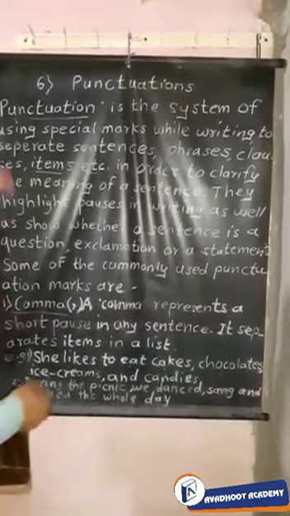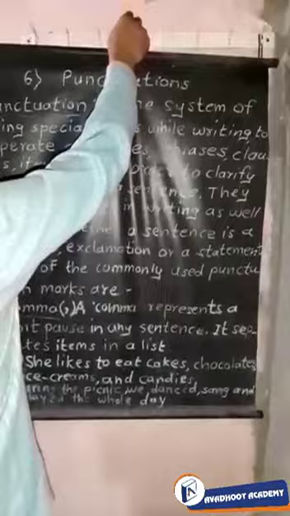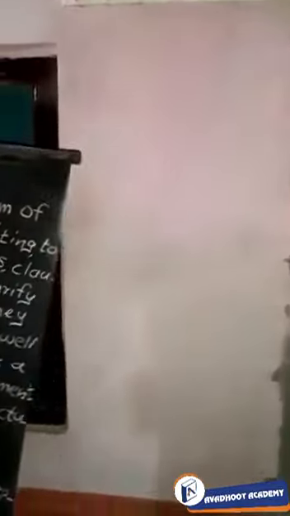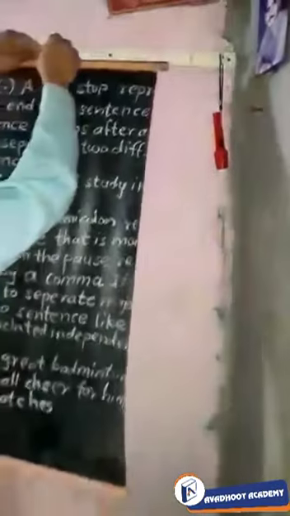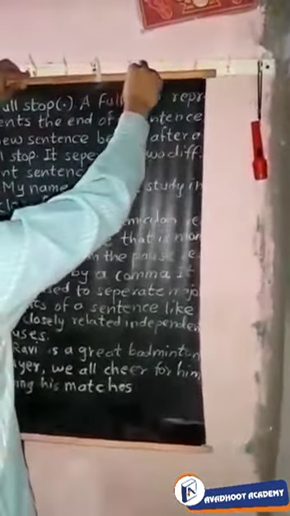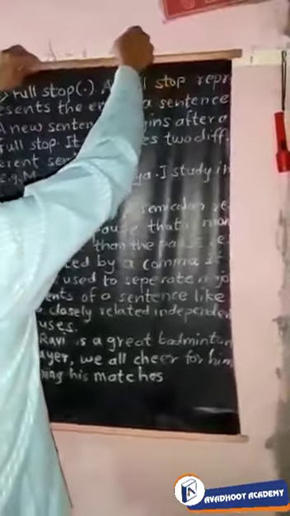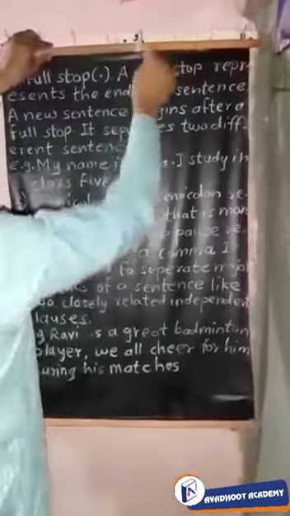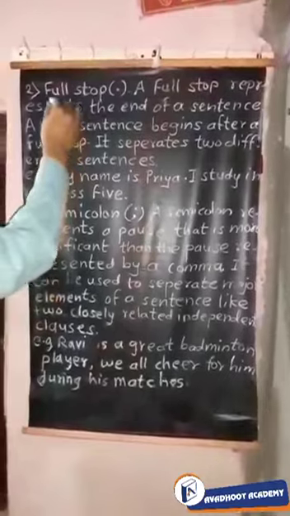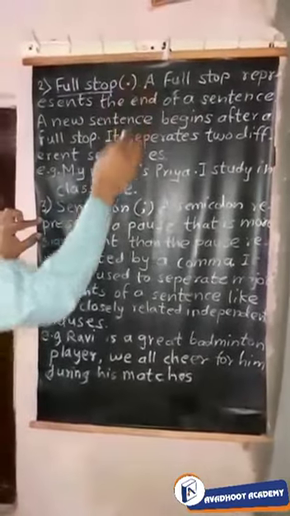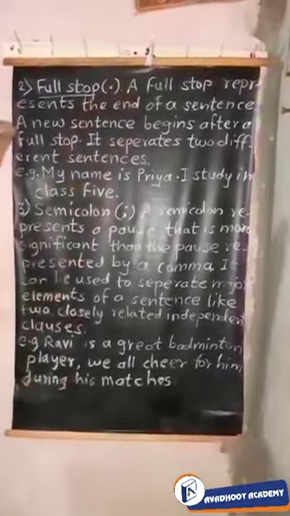Now the first one was the comma. The second one is the full stop. You know that the full stop is also very important to make a sentence. In assertive sentences we use a full stop. See here, the mark of the full stop, which I have given in the bracket, is the point.